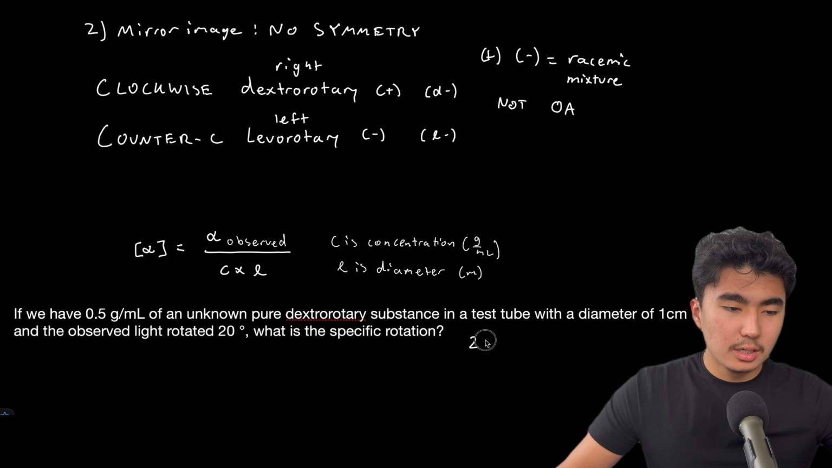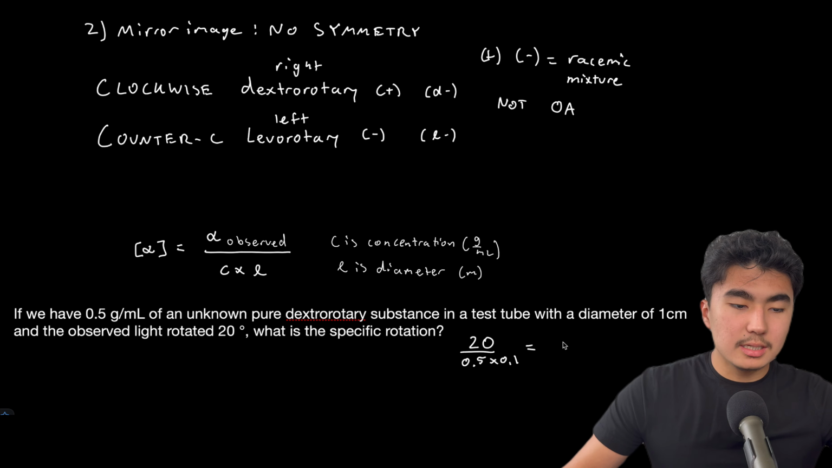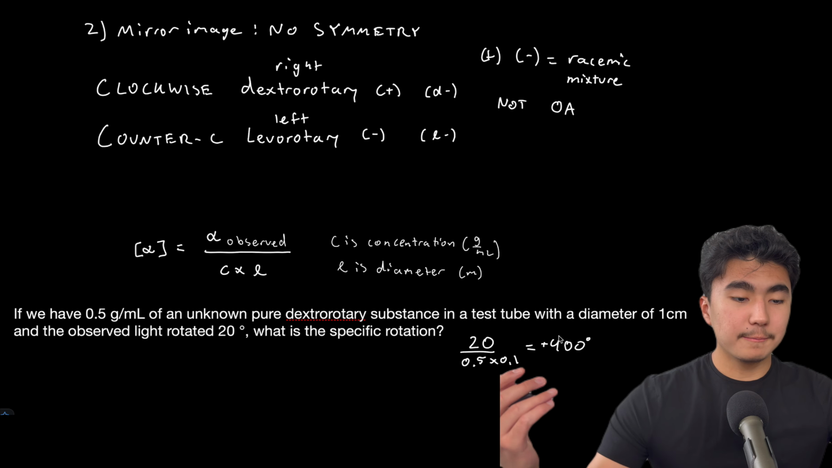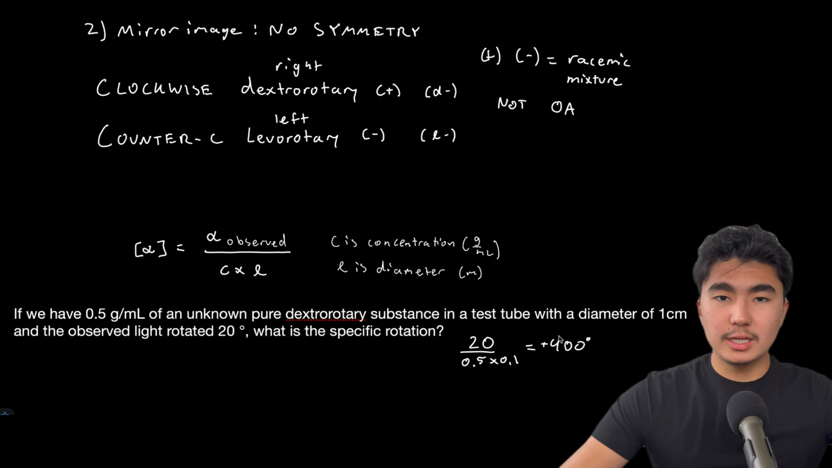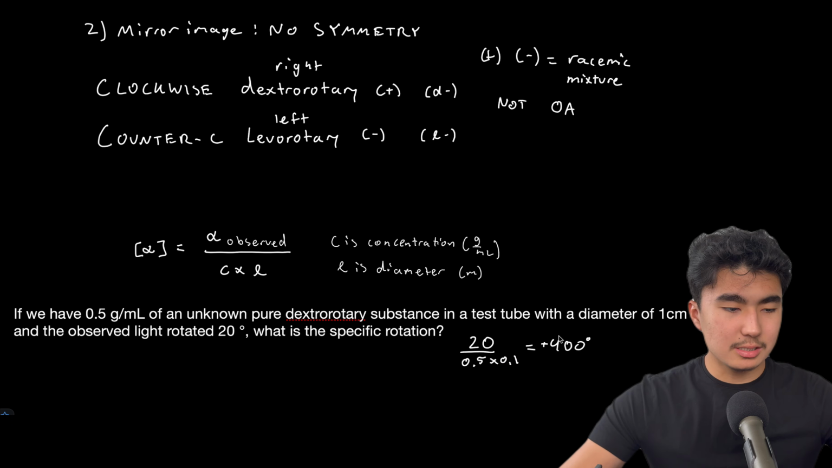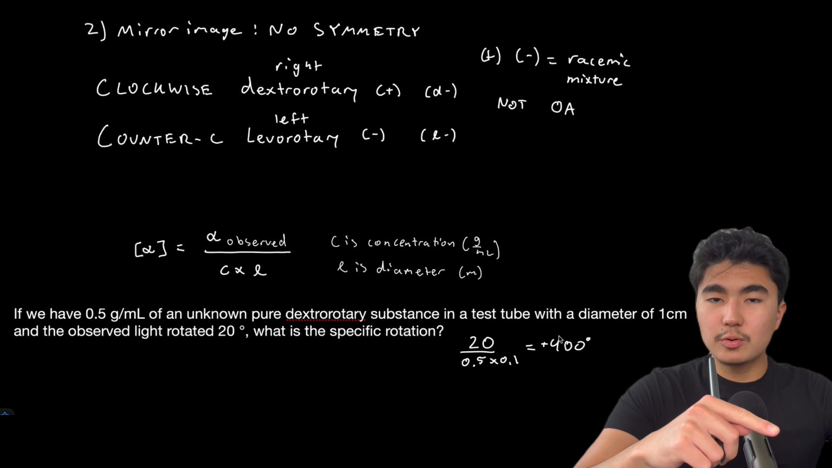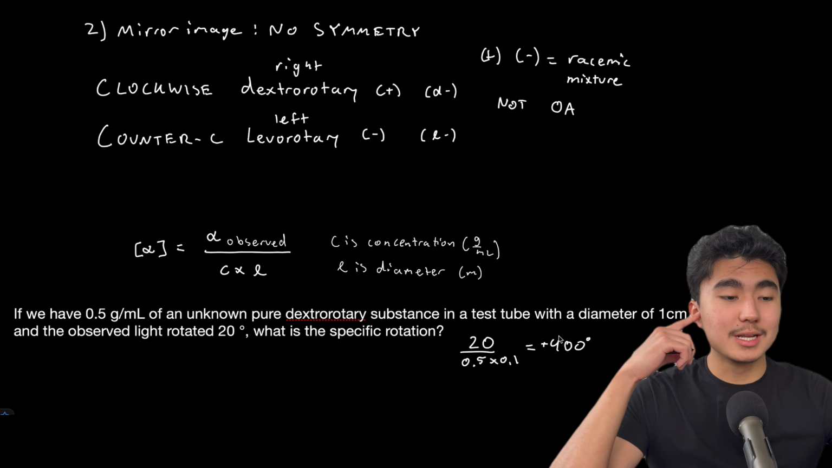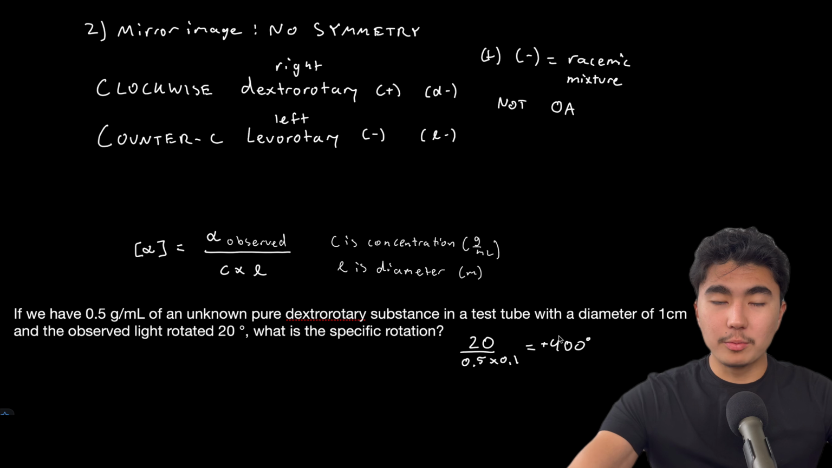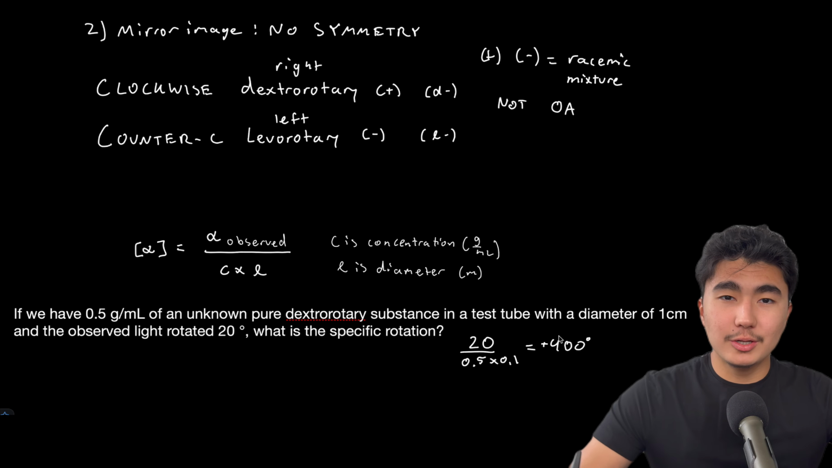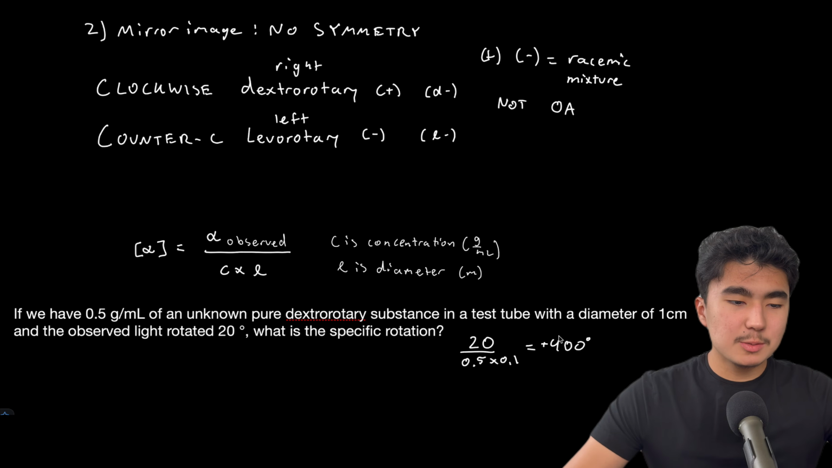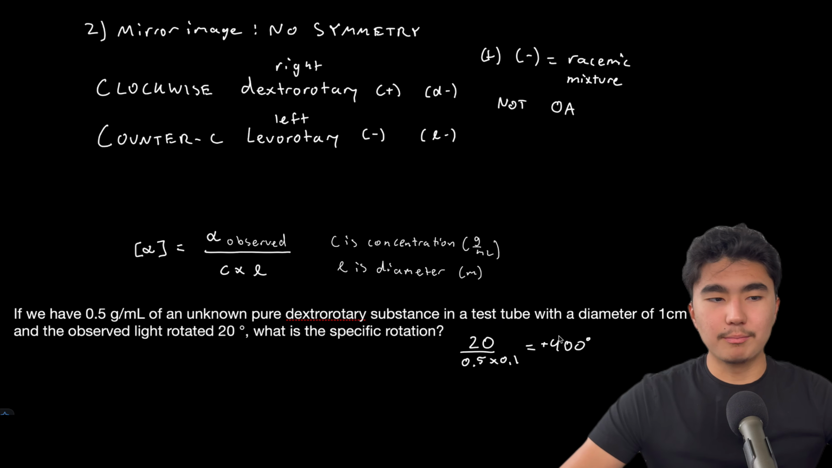So this is just going to be 20 over 0.5 times 0.1, and this is going to result in 400 degrees, and this is going to be in a positive sign. So our specific rotation is 400 degrees. Memorizing this equation is another thing we have to know, because the MCAT doesn't give us formula sheets, so we do have to know this equation. But it's pretty simple, just plugging in the numbers.